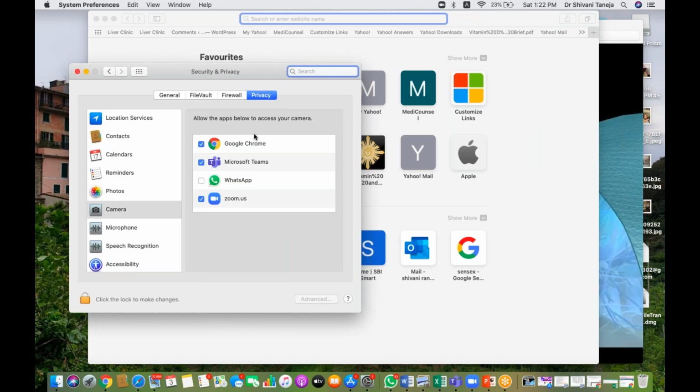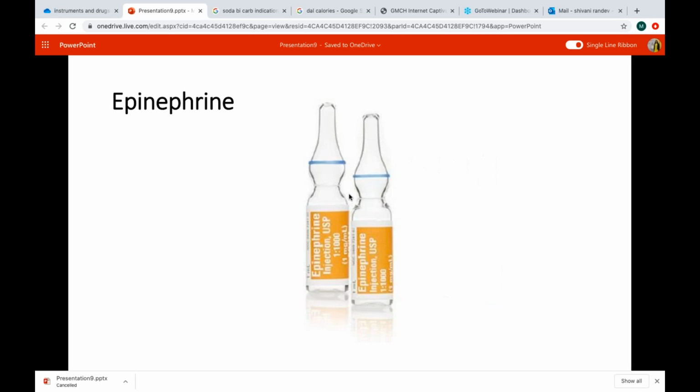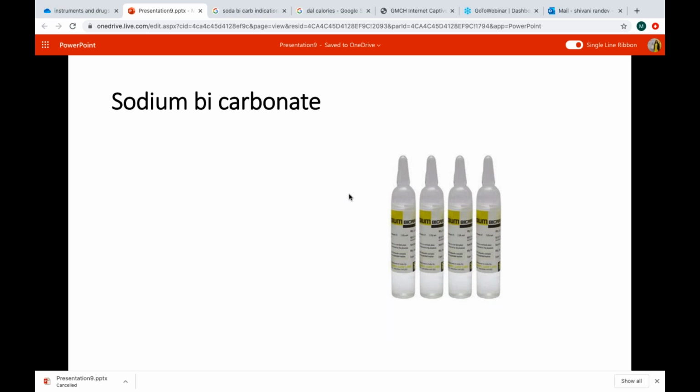Hyperkalemia, yes, hyperkalemia is not an indication. So we were at soda bicarb. Soda bicarb is given in metabolic acidosis, which occurs in renal tubular acidosis or inborn errors of metabolism. When the pH is very low, we usually use it if the pH is less than 7.1. Some books say if it is less than 7. It can also be given in severe hyperkalemia.